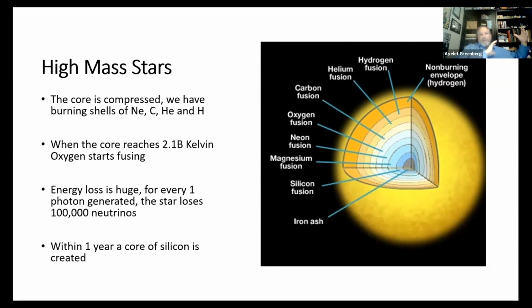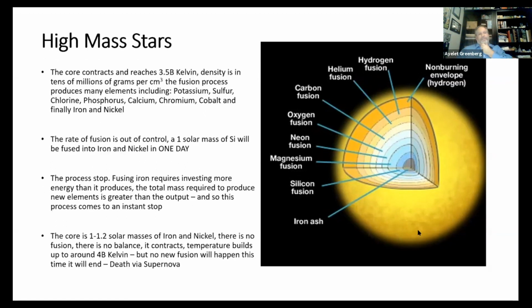So we've gone from billions of years of fusing hydrogen to hundreds of millions of years, or 100 million years, of fusing helium, to maybe 1,000,000 years of carbon. Now we're fusing neon in a decade. We're fusing oxygen into silicon within a year. We create a core that is made of silicon. So we now have this object with 3.5 billion degrees Kelvin, density in the tens of millions of grams per cubic centimeter.